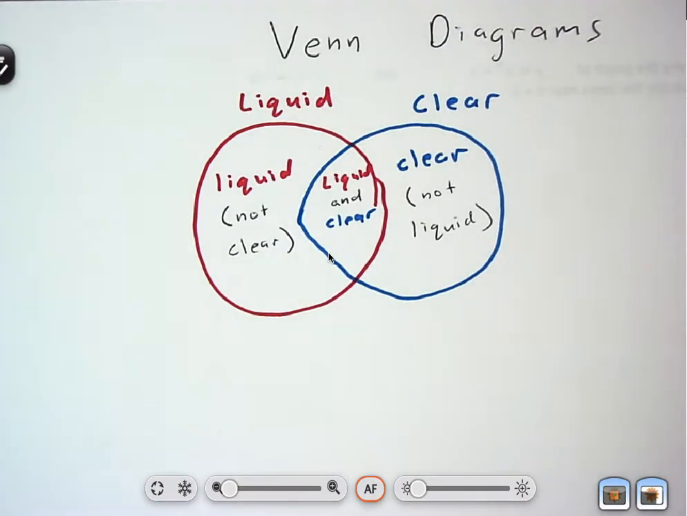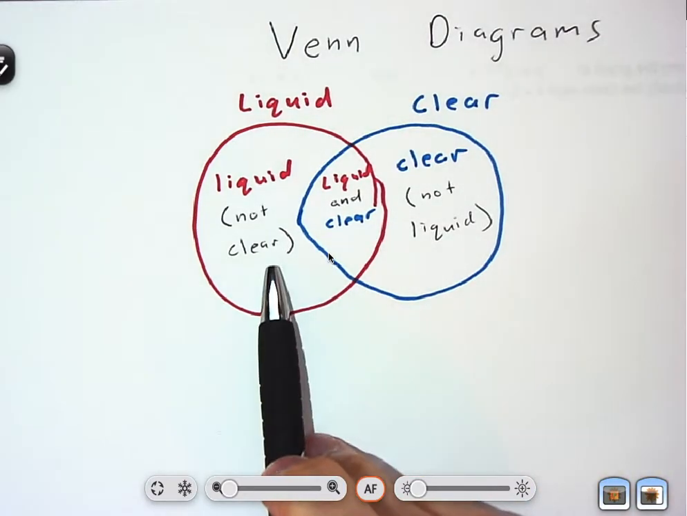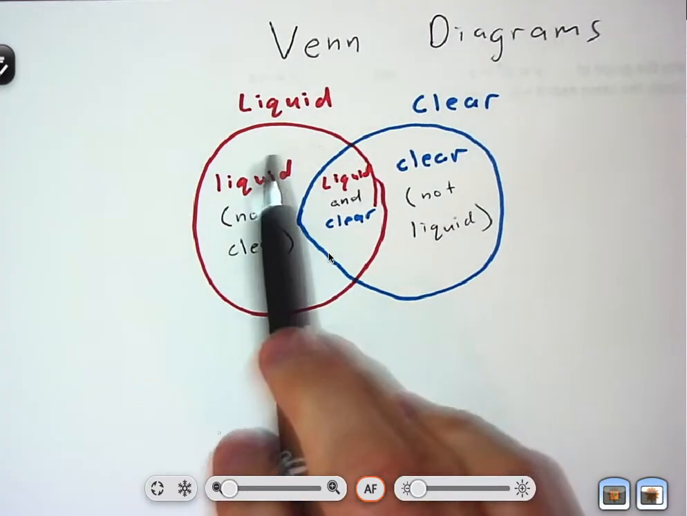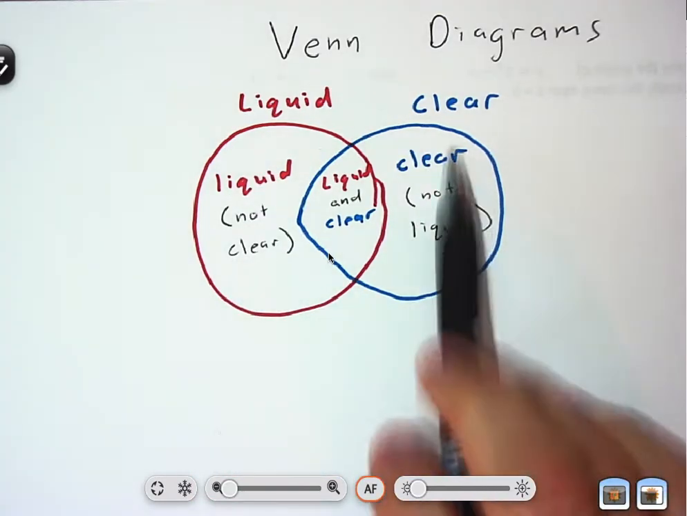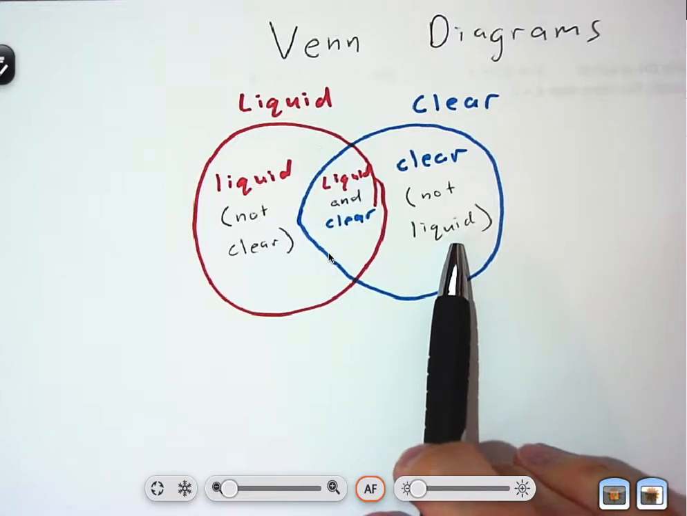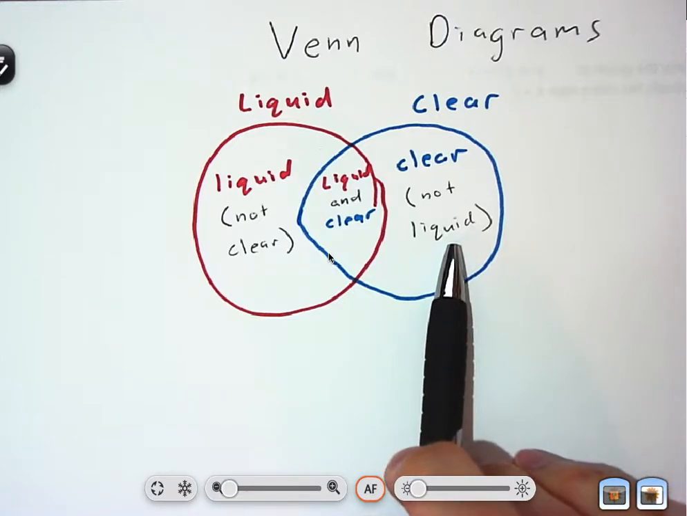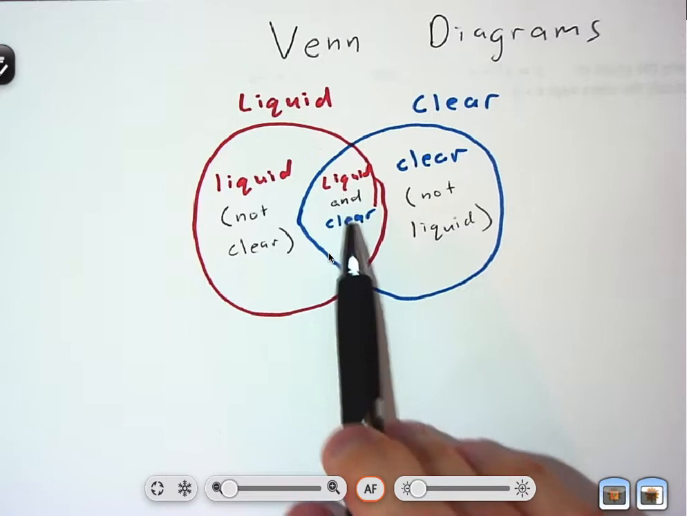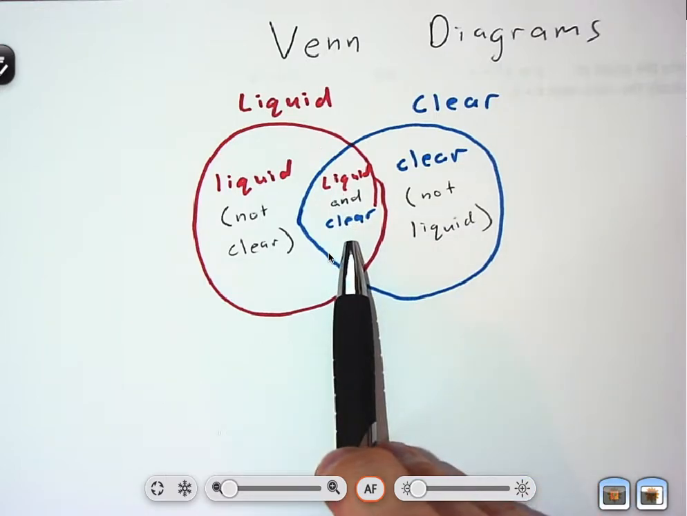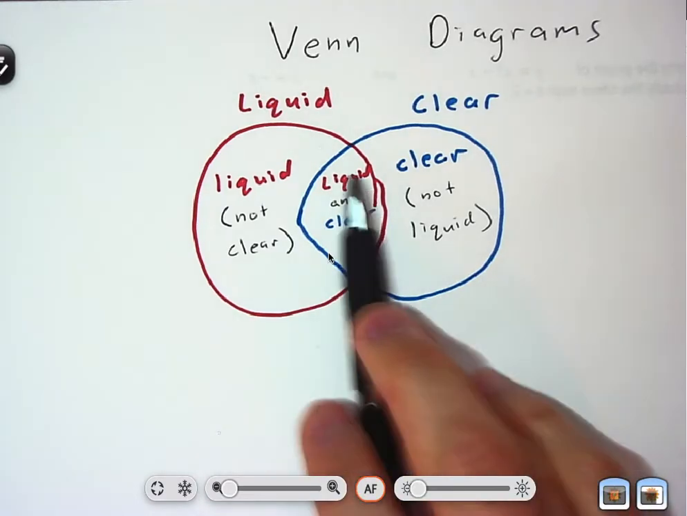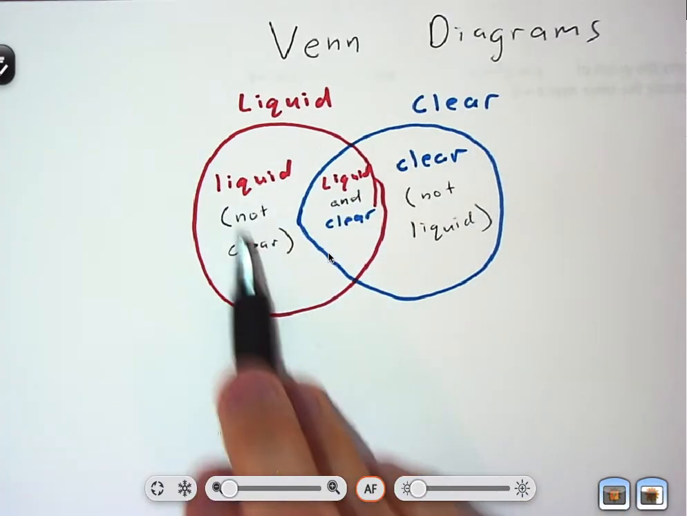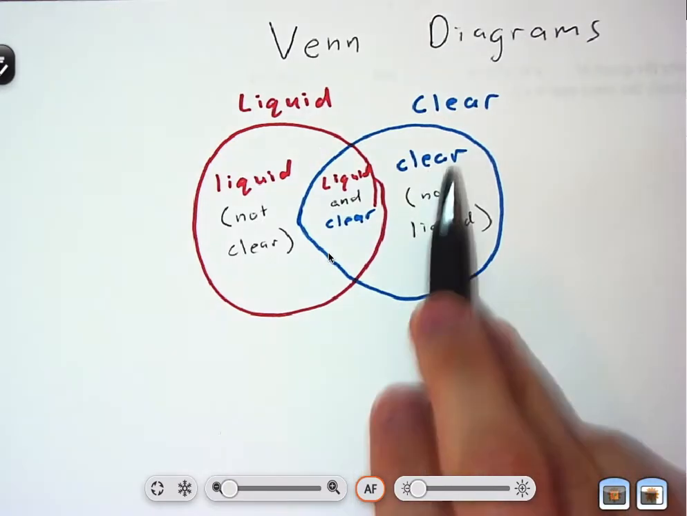So an example would be like here, a liquid that is not clear. This might be where milk would fall in. Over here, something that's clear but not a liquid. Glass is clear but not a liquid. And here in the middle would be stuff like water, which is both liquid and clear. So this is just your stereotypical Venn diagram, where there's an overlap part, and then the part that's stuff just in this category, part that's just in this category.